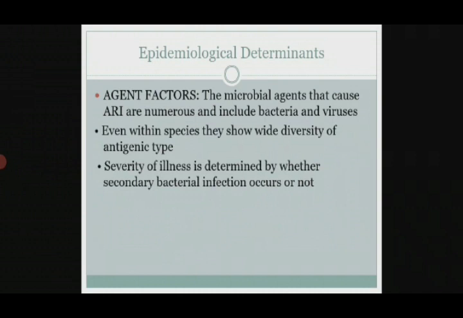Now let us discuss epidemiological determinants of acute respiratory tract infections. What are the various agent factors? There are numerous bacteria, viruses and other infectious agents which cause acute respiratory tract infection. Severity of illness is usually determined by secondary bacterial infections, if they occur.